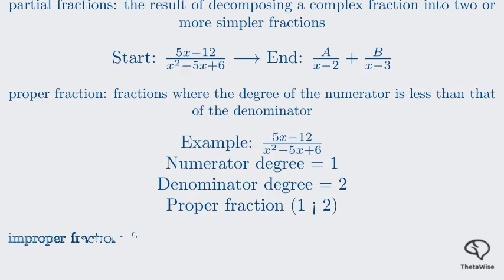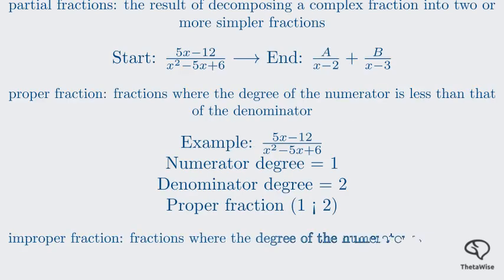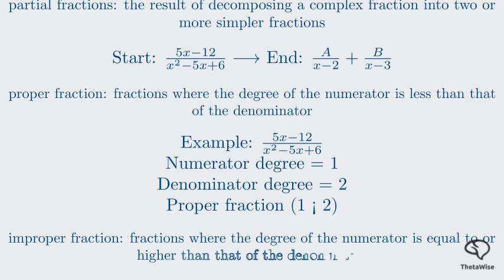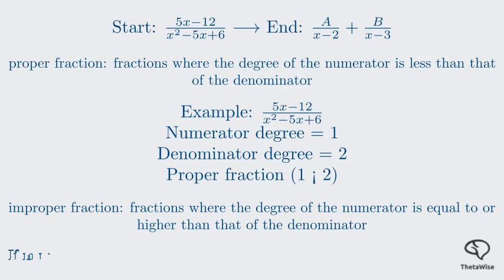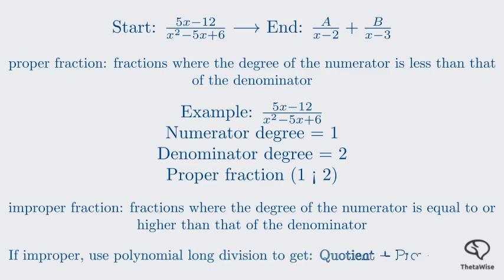On the other hand, an improper fraction is where the degree of the numerator is equal to or higher than that of the denominator. If you encounter an improper fraction, the first step is to use polynomial long division to change it into a proper fraction, which will result in a polynomial plus a proper fraction.